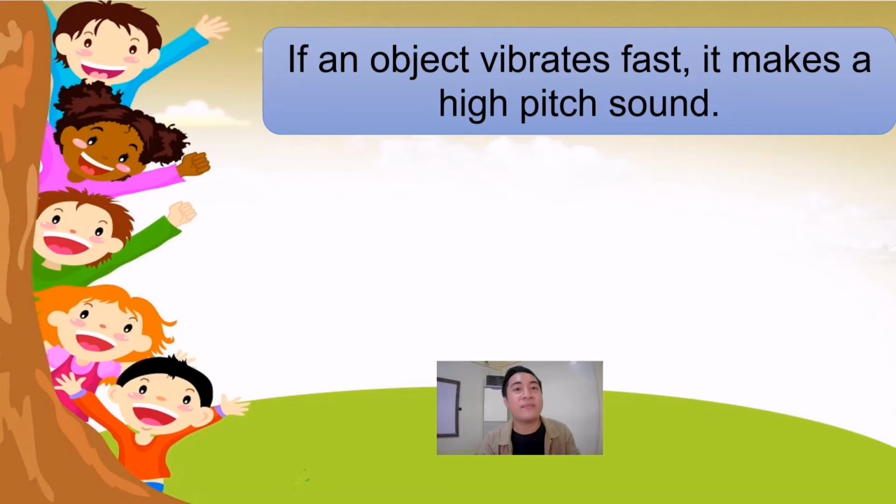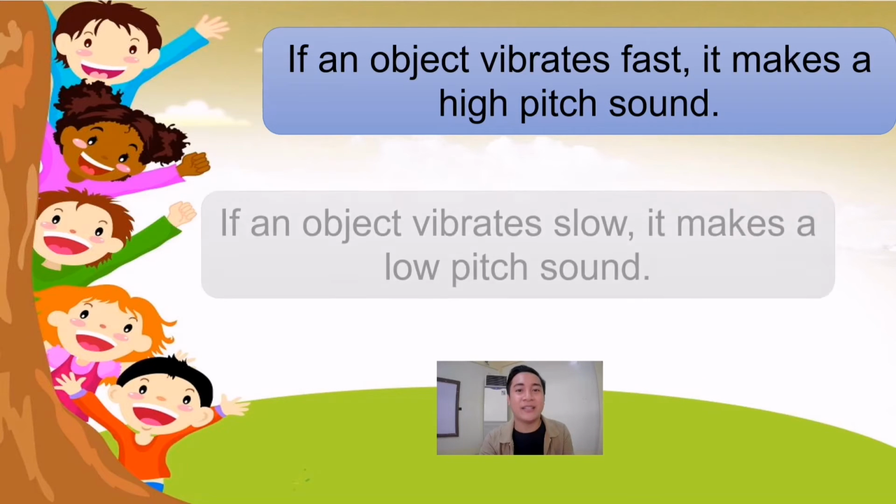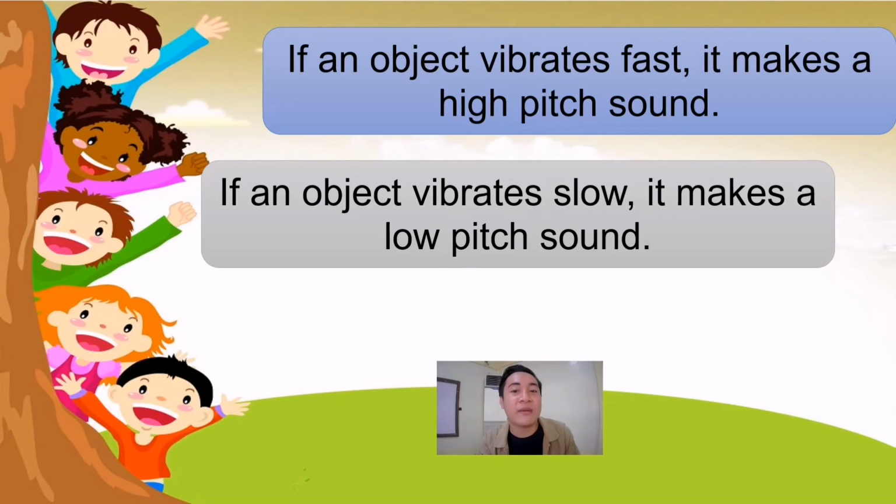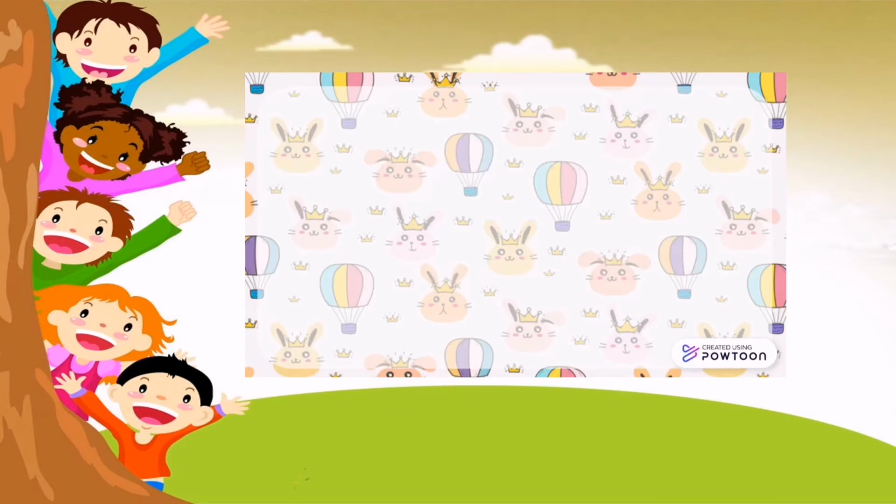If an object vibrates fast, it makes a high-pitched sound. If an object vibrates slow, it makes a low-pitched sound. Let's look at a video of the low and high-pitched sound.